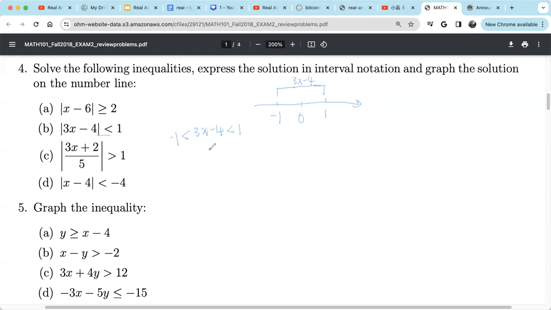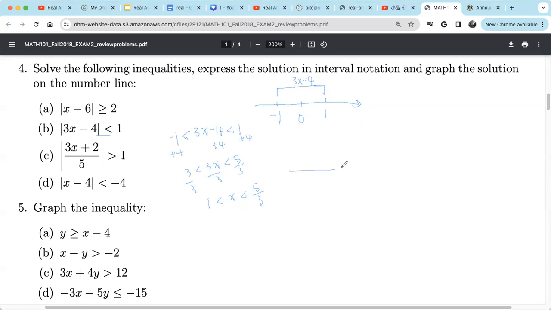Greater than negative 1. Then the absolute value will be less than 1. So what do we do? We can add a 4 on all 3 sides. Negative 1 plus 4, that's 3, less than 3x, less than 1 plus 4, 5. Then we divide by 3. We get 1 less than x, less than 5 over 3. So that's our solution set.